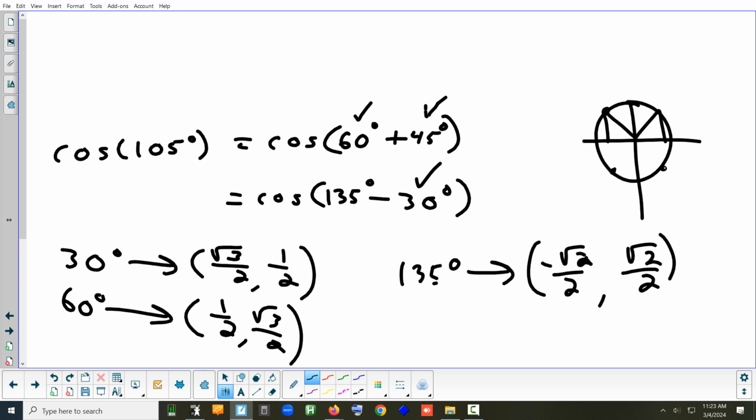Honestly, I think this is the hardest part right here: just figuring out how to take your number and break it up into 30s and 45s. But some people seem to figure that out pretty quick. Okay, any questions on the cosine, sum, or difference?